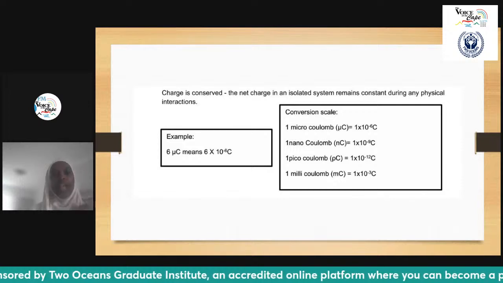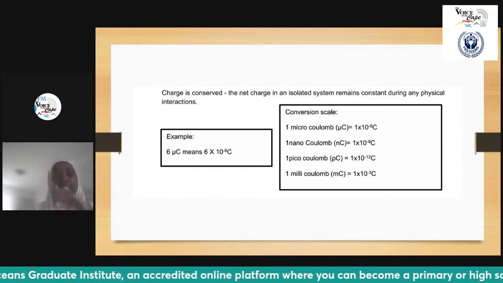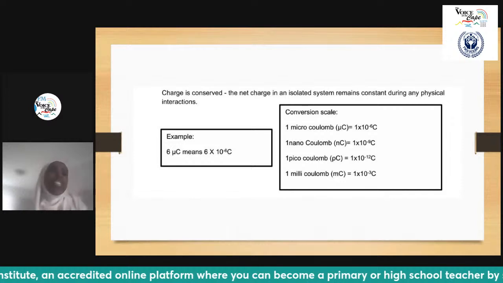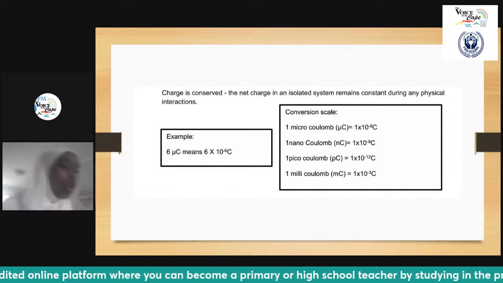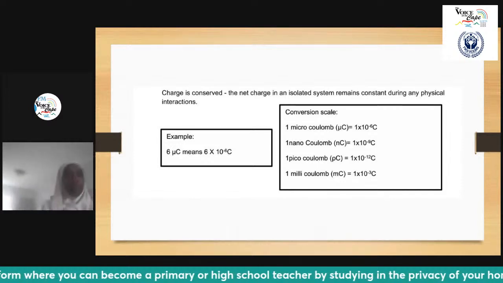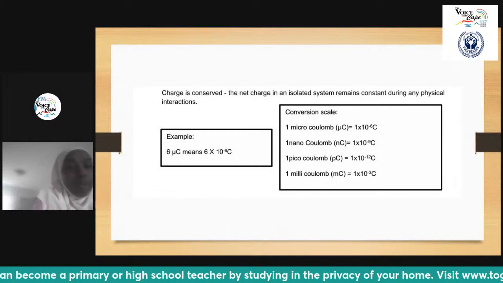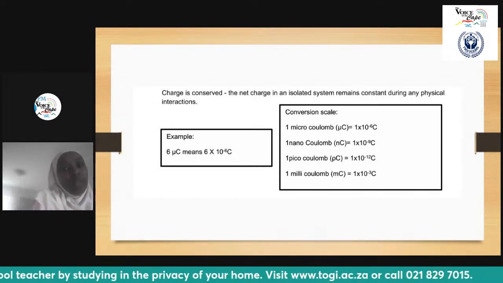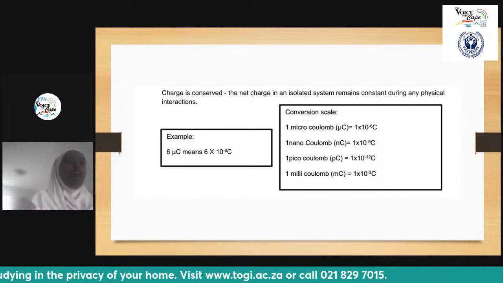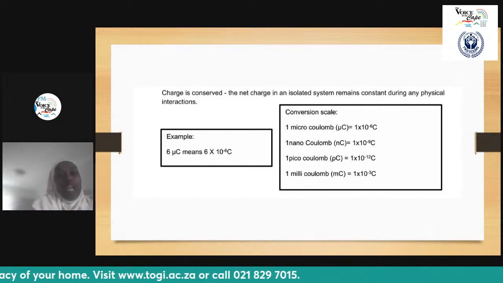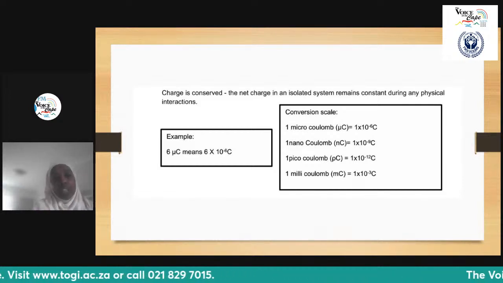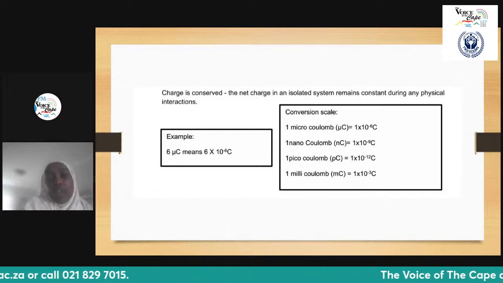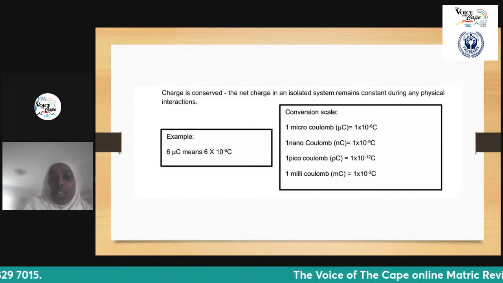Okay, then also what I didn't do is put up the conversion scale. This is important. We are talking about charge, charged objects, electrons traveling, and so the conversion scale is very important. Sometimes they will say object 1 is 2 microcoulombs and object 2 is 3 microcoulombs. Calculate the force between the two. You must know that micro is to the power of -6. They might say nanocoulombs.